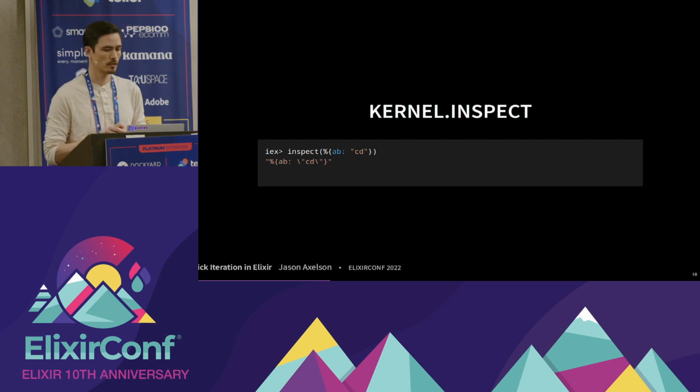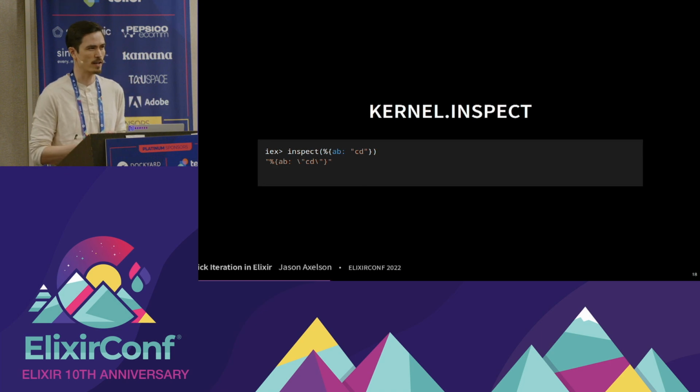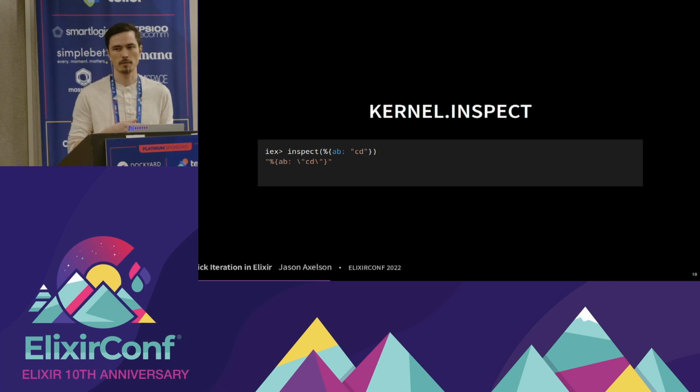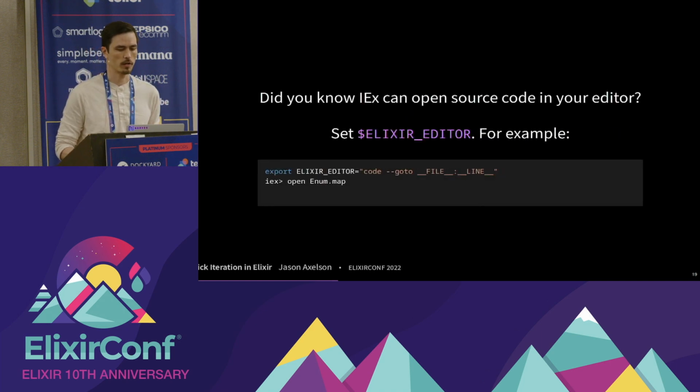Kernel.inspect is just another function to be familiar with. It's really helpful to have this in Elixir. I wish we had something like this in other languages, where you can just inspect any term or variable and you get a string representation. And usually you can then take that string and actually put it back into IEx and get the same result out, but not for every data type. Some of that will be improved in Elixir 1.14, which I'm excited for. Just something to be aware of.